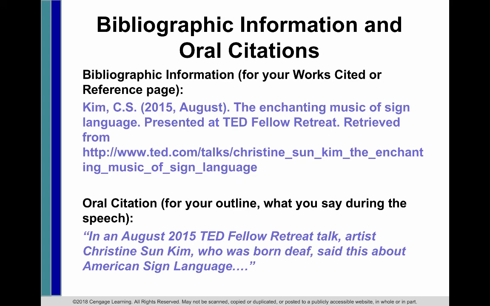Then, in the text of your speech, you would put something like this right before you tell us what she said. In an August 2015 TED Fellow Retreat talk, artist Christine Sun Kim, who was born deaf, said this about American Sign Language. And then you'd either quote her or paraphrase her words. When we look at how to create an outline, this is going to make more sense to you.